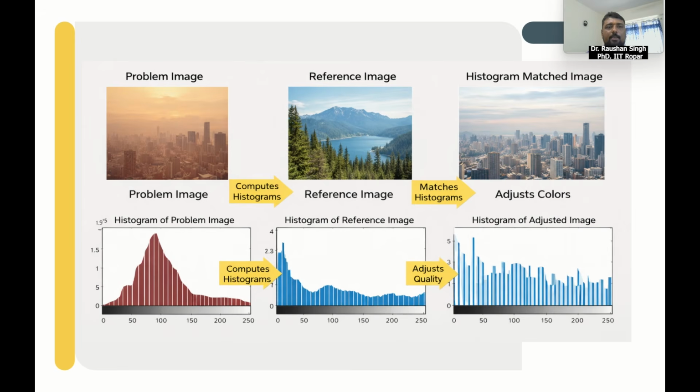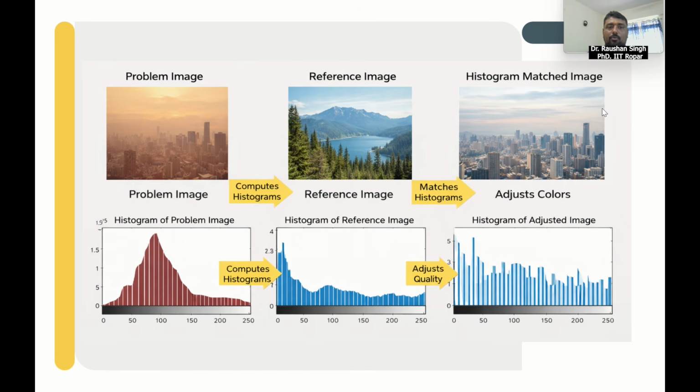You can see in this case, this is a problematic image, and we have an image which is very clear. So what we can do is use the reference histogram of this image and apply it to the problematic image. Then this problematic image will become very clear, like this image, because the capability of this image is transferred to this one using the histogram matching technique. Now this was the visual part.